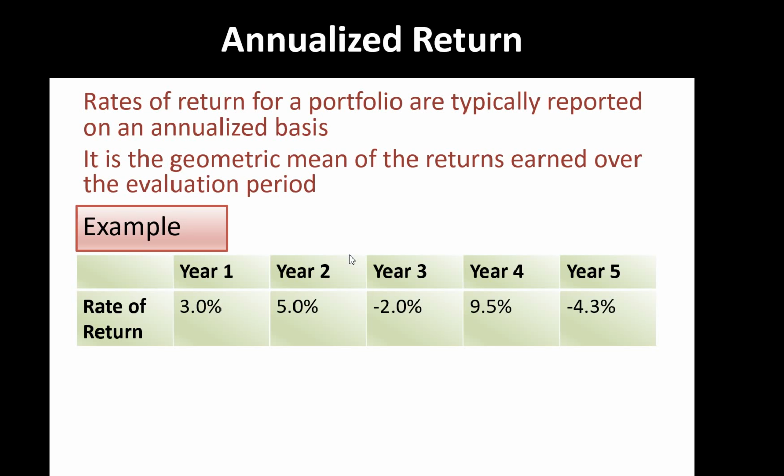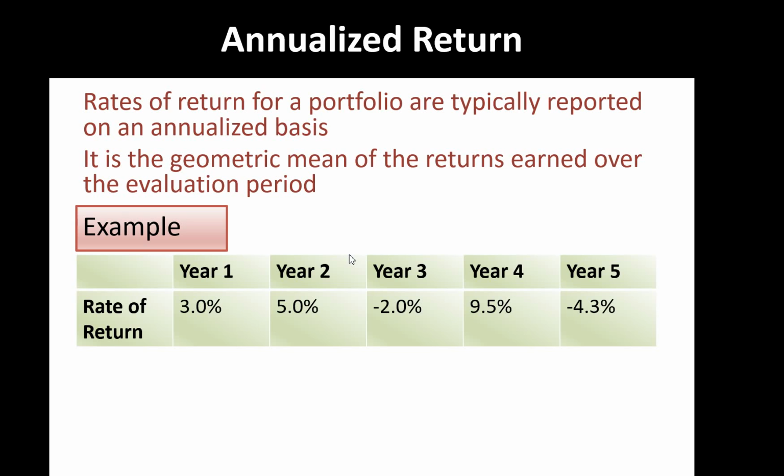Now finally, when you're looking at annualized rates of return, one thing to note is that in our previous examples, all our reference time periods were monthly. So we're looking at monthly time periods. And a lot of times the managers will want returns to be expressed in an annualized form. So what that means is you're also typically going to do geometric means of the returns earned over the evaluation period.